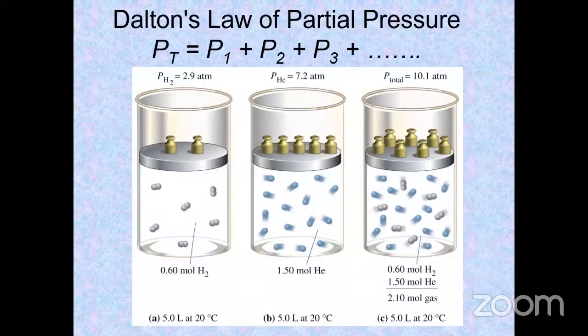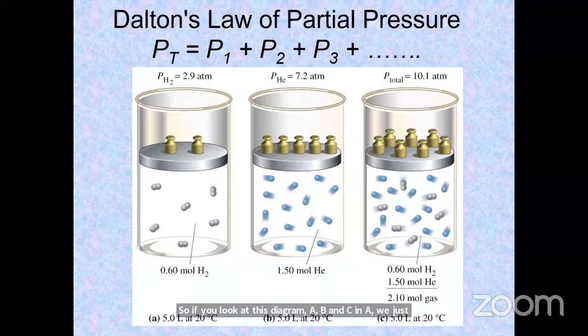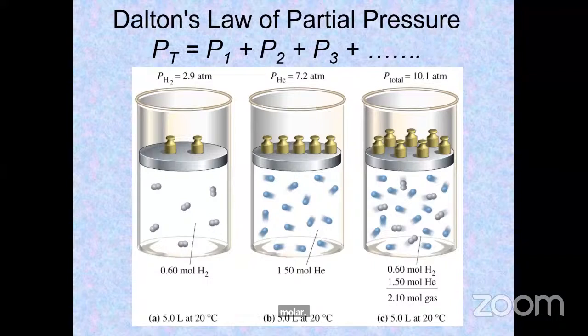So if you look at this diagram A, B, and C, in A, we just had 0.6 mole of hydrogen. In B, we had 1.5 mole of helium. And then C is now a mixture of helium and hydrogen. The pressure exerted by 0.6 mole of hydrogen was 2.9, while that exerted by 1.5 mole of helium was 7.2.